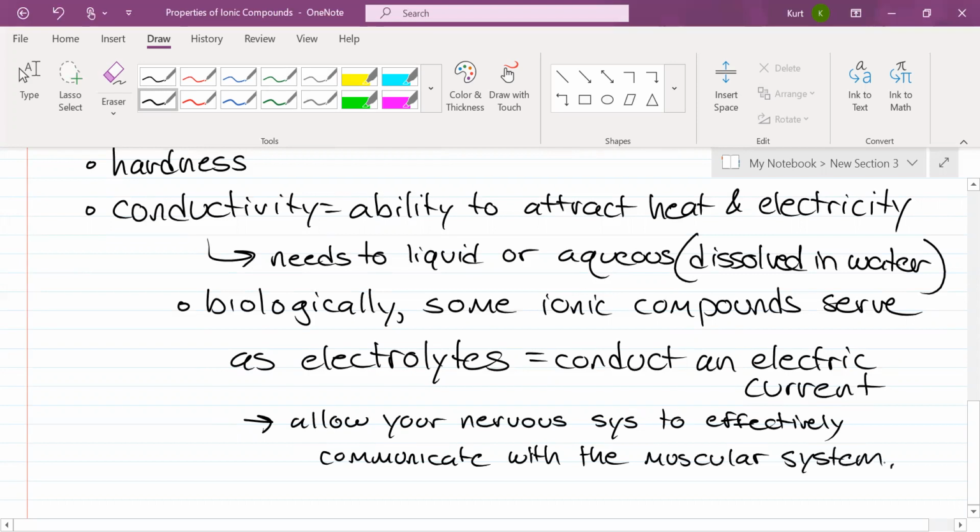Football players, volleyball players, basketball players, y'all get cramps. You're sweating so much, you don't have any electrolytes left. Electrolytes are things like salts, sodium, potassium, calcium, magnesium even. You got to put back what you put in.